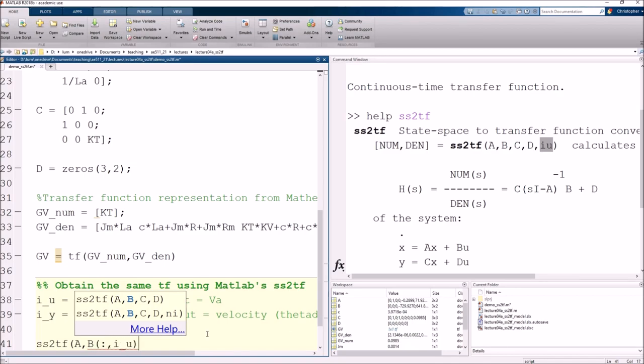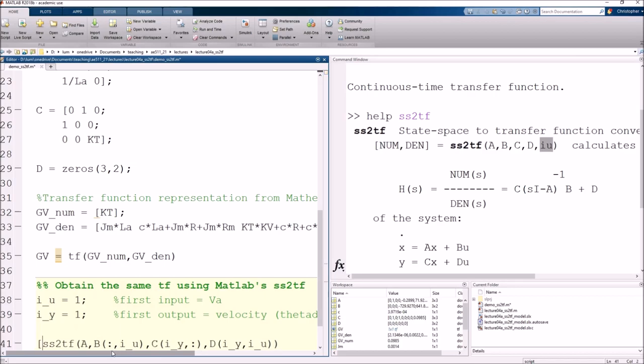Does that make sense? And then similarly for the C matrix, I'm not going to give it the entire C matrix. I'm going to give it the row corresponding to the output I care about, and then all columns. And likewise for the D matrix, I'm going to give it the appropriate element, in this case IY, IU. Right? There we go. So basically I'm giving the SS2TF function a single input, single output system.